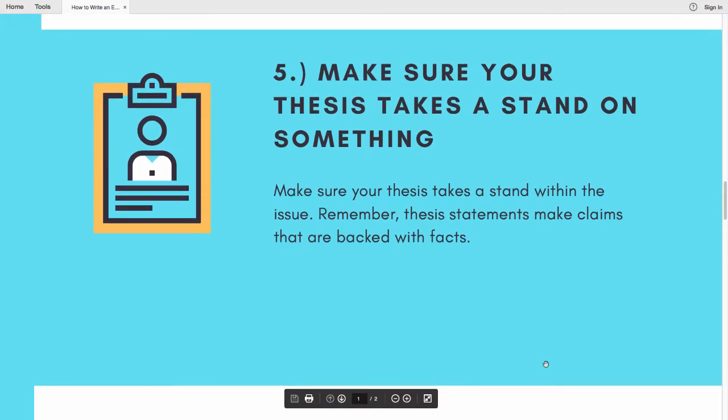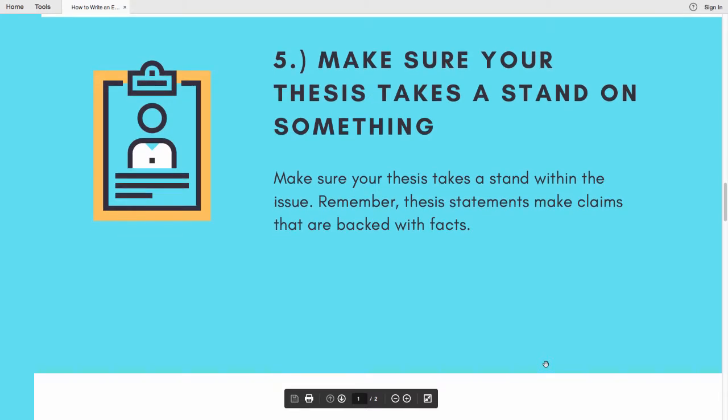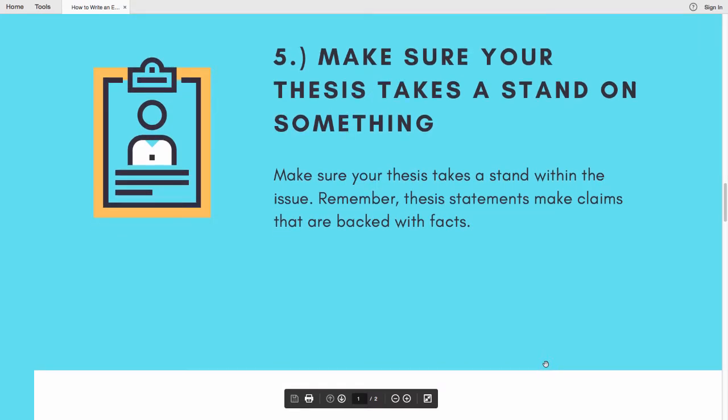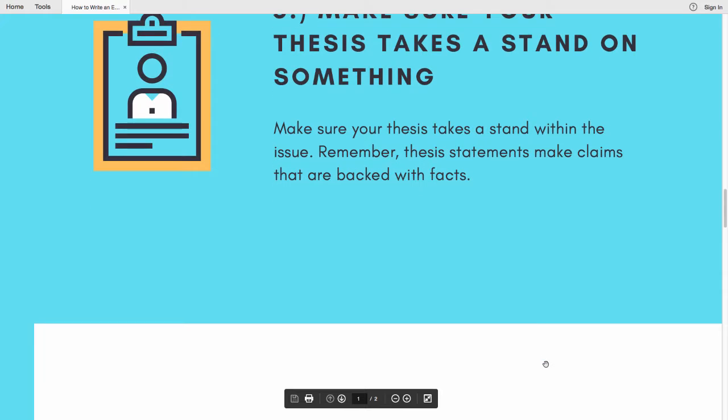So make sure your thesis takes a stand within the issue, and remember that thesis statements make claims that are backed with facts.